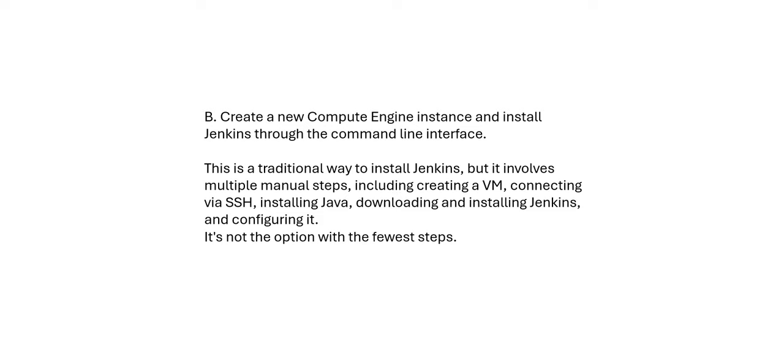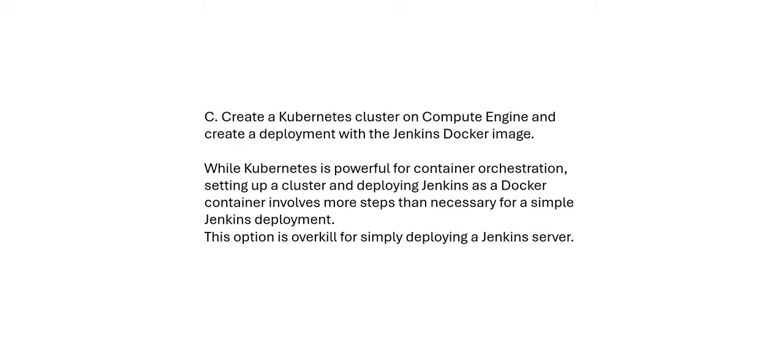Option B is saying, let us create a new Compute Engine instance and install Jenkins. So this option is not having fewest steps. That is the problem. So this is a traditional way. Create a VM, install Jenkins. You have your laptop, buy a new laptop, install Jenkins. So this is not good. This is just a traditional way, but not reducing the number of steps.